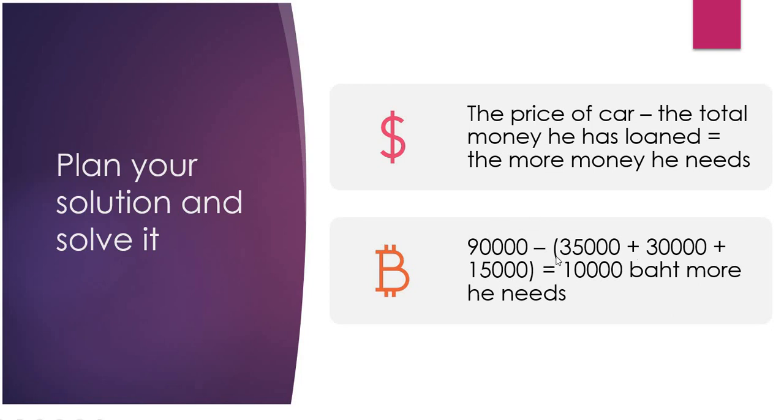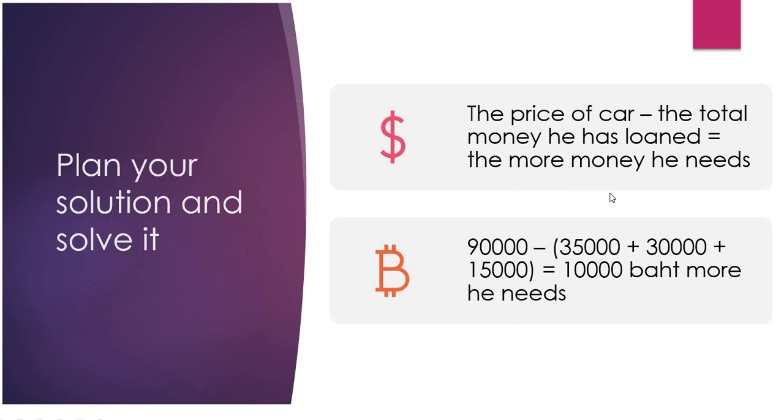So 90,000 baht, the price of the car, minus the total money he has loaned: 35,000 from the bank, 30,000 from his brother, plus 15,000 from his father. So 35,000 plus 30,000 plus 15,000 would be 80,000. 90,000 minus 80,000 is equal to 10,000 baht more he needs.